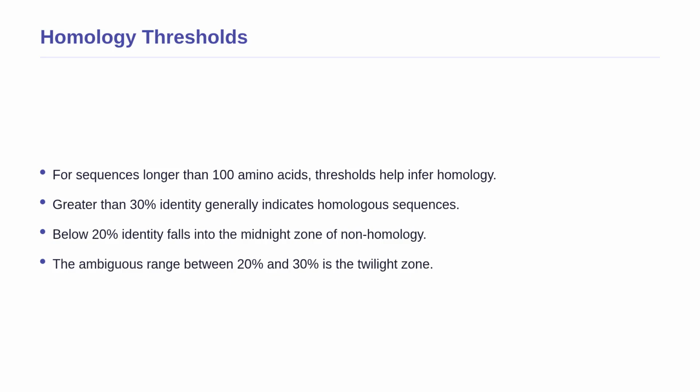So, we have seen how to calculate these percentages. This brings us to an important question. How high must the percentage be to actually infer homology? In computational biology, for sequences longer than 100 amino acids, we use established thresholds. If the identity is greater than 30%, they are generally considered homologous. If it is below 20%, they fall into the midnight zone of non-homology. However, the ambiguous range, strictly between 20 and 30%, is known as the twilight zone, where sequence identity alone is not enough to make a definitive conclusion.